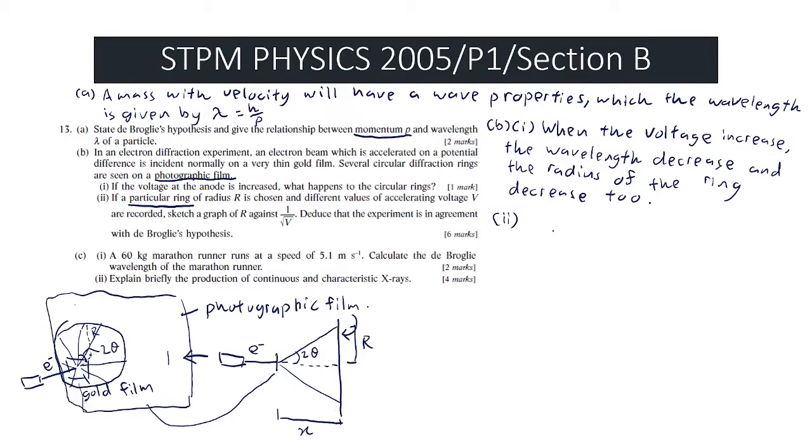So now we start by finding the relationship between the lambda and the voltage first. Lambda is given by h per mv. This mv is just the momentum, and we use the energy approach. 1 over 2 mv squared equals eV, and v is equal to square root of 2eV per m. Good. And we substitute this v inside here, we get h per square root of 2eVm.